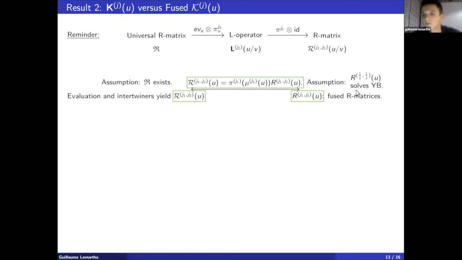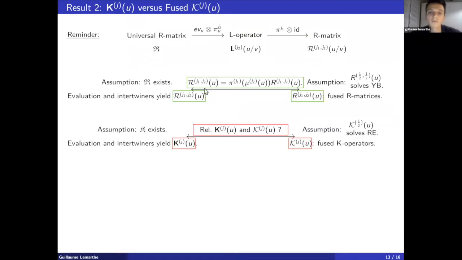So I didn't give you these formulas, but they are similar with the F and E. And actually, these two R matrices are related simply by a scalar here, the pi J1 mu J. And we may wonder if there is some analogous result for the K matrix, the K operator. So recall that ball Kj of U is the evaluation of the universal K matrix, and the calligraphic K is obtained by fusion. So we want to find some relation between both.